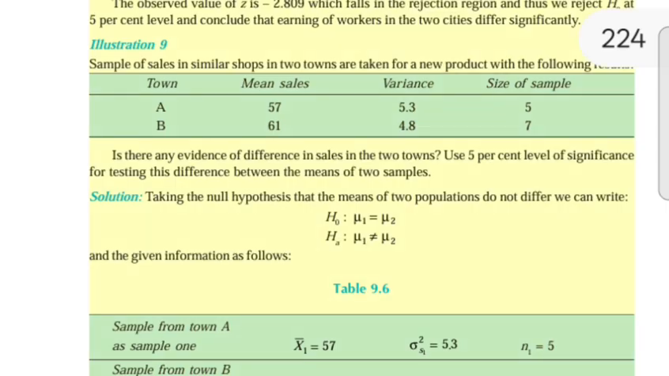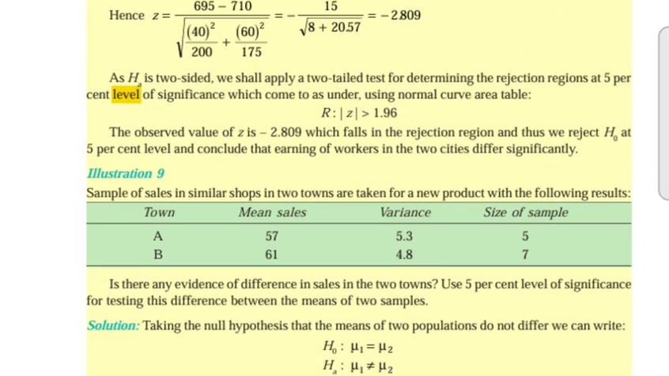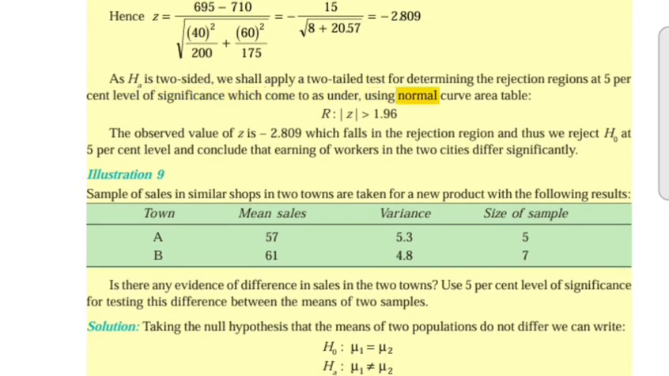Testing of hypotheses. Since the population variances are not known, we have used the sample variances, considering the sample variances as the estimates of population variances. Hence z = 2.809. As Ha is two-sided, we shall apply a two-tailed test for determining the rejection regions at 5% level of significance, which come to as under, using normal curve area table.